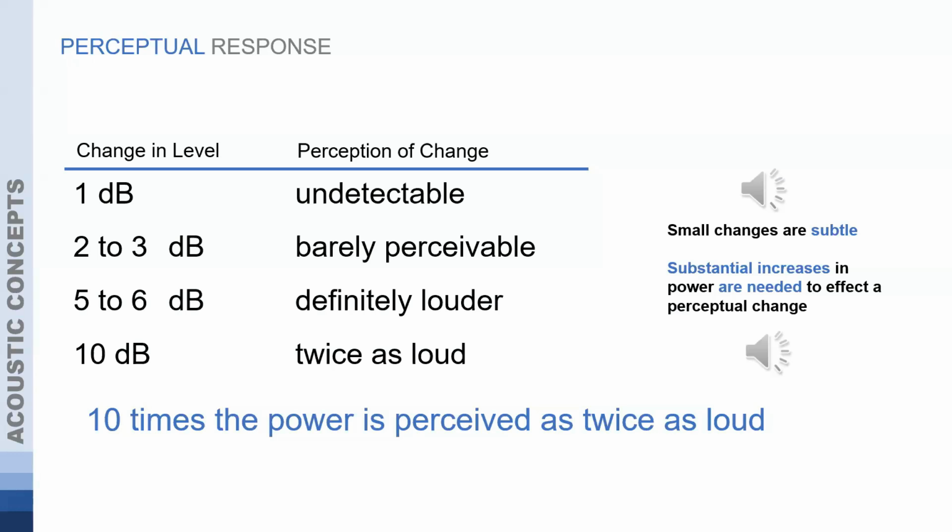You get a little bit louder at that 5 to 6, and you can definitely tell that it's noticeably louder at 5 decibels. And 10 decibels is actually heard by most people as twice as loud. But while it's heard as twice as loud, it's actually 10 times the sound power. So there's a bit of a difference there.